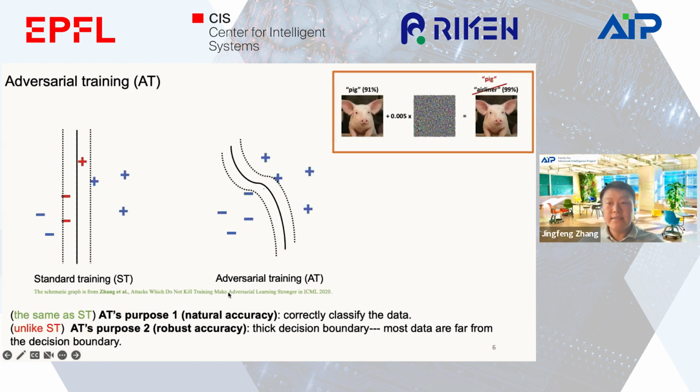To meet the above challenge, we have a new style of learning strategy, that is adversarial training. Adversarial training has two purposes. First is to correctly classify the data, that is increasing natural accuracy on natural test data. Second, unlike standard training, adversarial training outputs a thick decision boundary whose data are further away from the decision boundary.